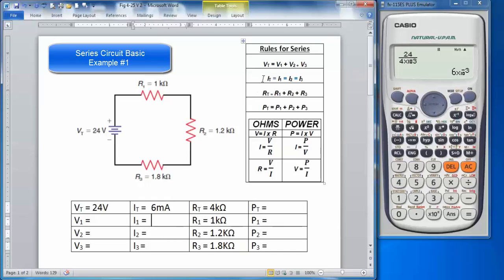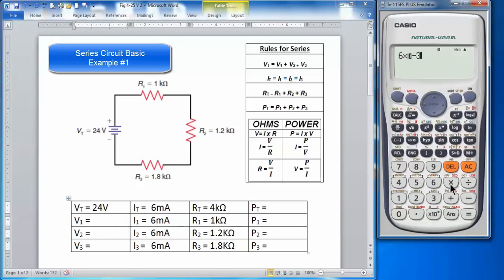Well, our rules tell us that if we get current anywhere, we have current everywhere, because IT is equal to I1 is equal to I2 is equal to I3. So we actually can go ahead and fill in our amperage for every one of our values listed here. Now we have 2 of 3 in quite a few places. Go ahead and address this. If I know my I1 and I know my R1, I can go ahead and calculate my V1, and my V1 is going to be my 6 milliamps times my R1, which is 1 k ohm, tells me that my voltage drop here is 6 volts.